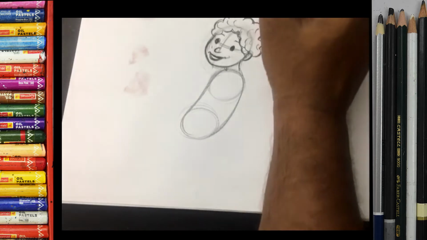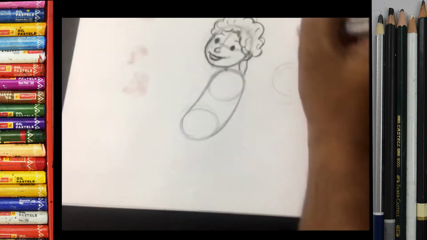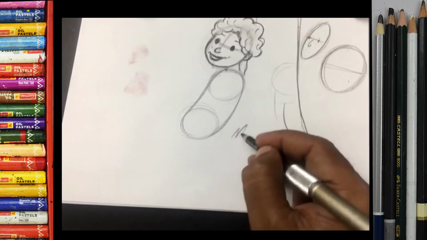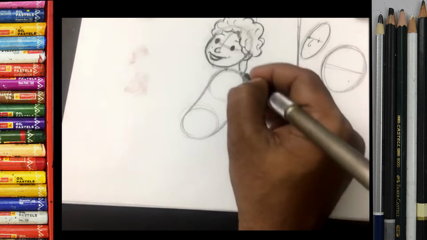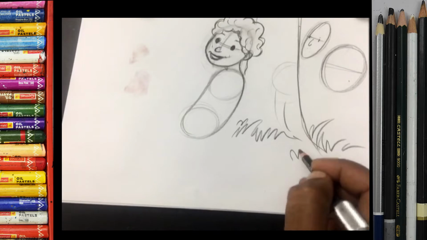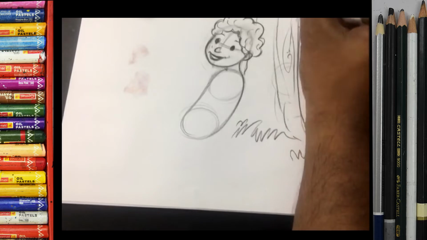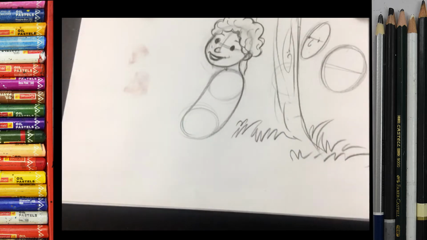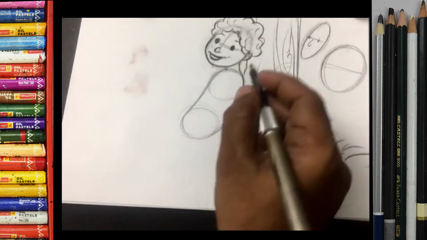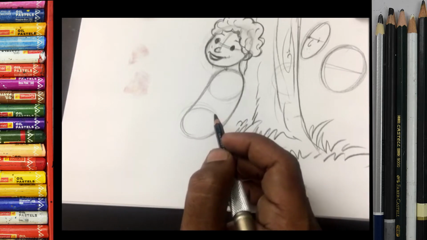So this lady I draw here. This is the tree. He is sitting, standing. You know this. So you can make the tree like this. This is a tree basically. And this is grasses. So you just support the tree, this is the shoulder.